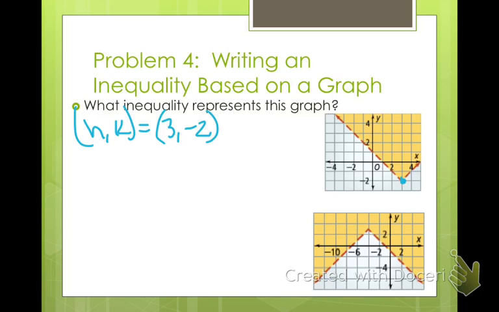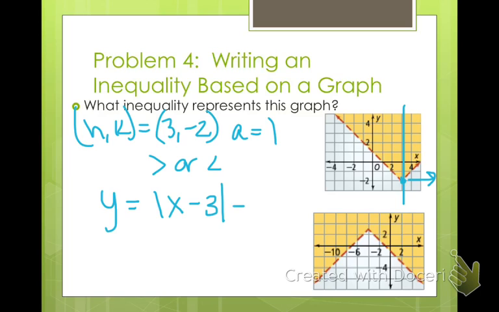Okay, and then we need to figure out the slope. So we need to find our a. So a is the slope of the line from our vertex going to the right. Our slope is 1, it's positive. Okay, and then we have a dashed line, so we're going to have either greater than or less than. So for now, I'm just going to write in y equals, our a is 1, absolute value of x minus 3 minus 2. Because we go right 3, we go down 2.